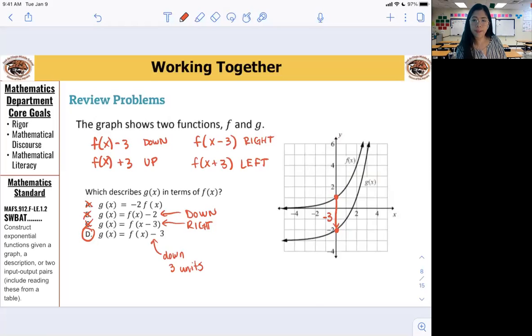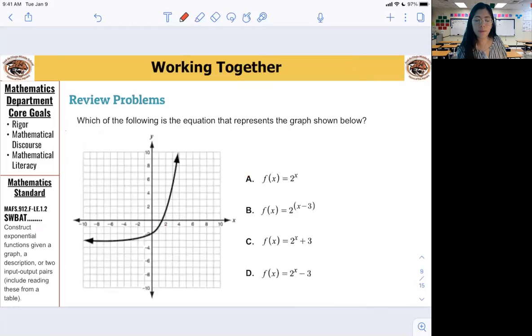All right, here's another one, very similar. But this time, we're kind of putting 2 things together. Which of the following is the equation that represents the graph shown below? Take a look at your options, and start thinking about what might be the answer.